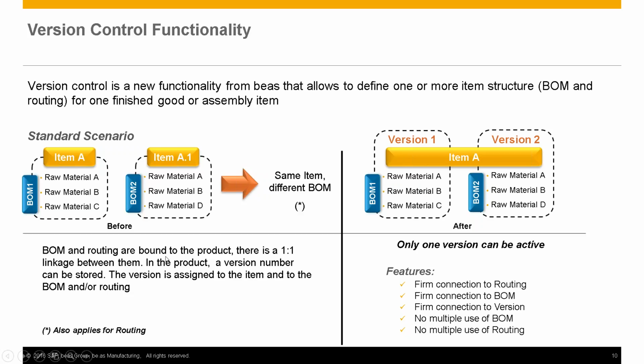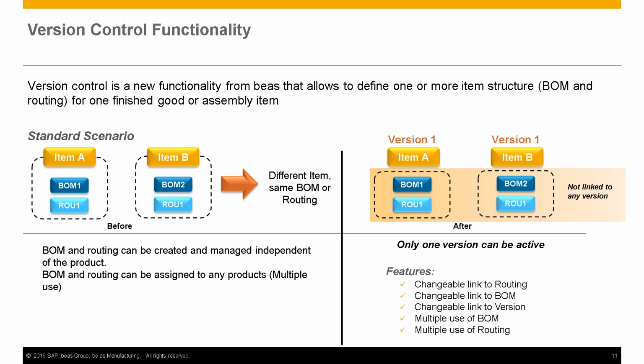What are the virtues or the features that this scenario brings? Well, you will have a firm connection because the link is one-to-one. That means that the finished good will be linked directly to the bill of material or directly to the routing, okay? And probably that bill of material cannot be used for another item, or you can use it, but you have to link it directly to the master data.